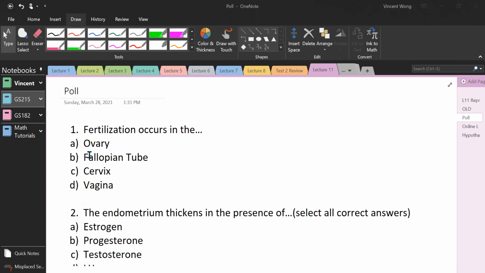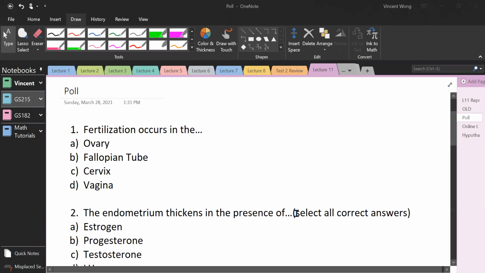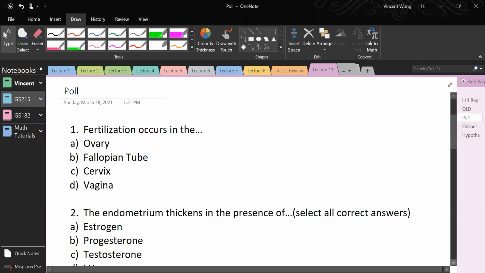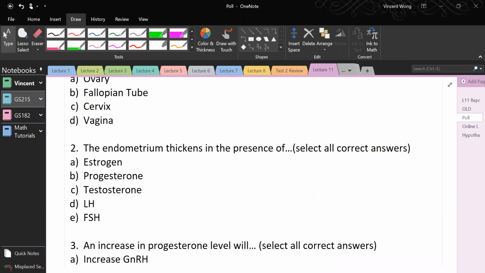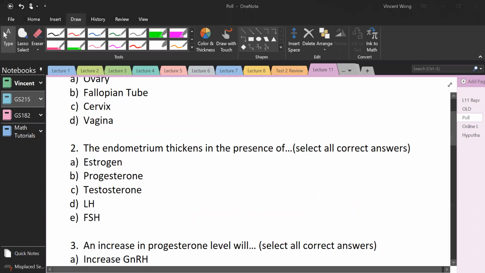Yep, the correct answer is the fallopian tube. Not the cervix. The cervix is the structure that closes the entrance to the uterus. When the baby is growing in the uterus, there's a plug that seals the cervix, so nothing goes in, nothing comes out. Okay, number 2, the endometrium thickens in the presence of, and you have to select all of it.